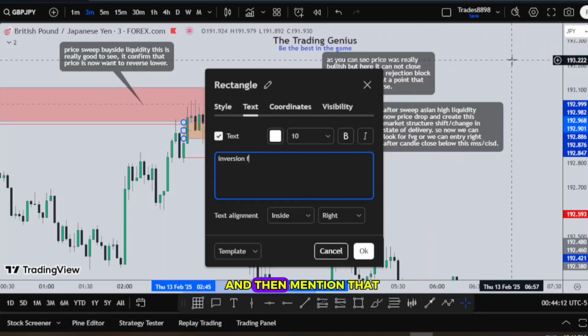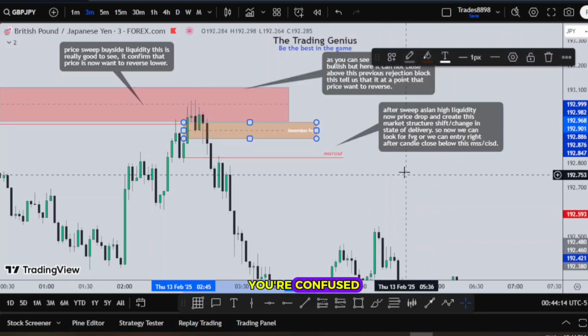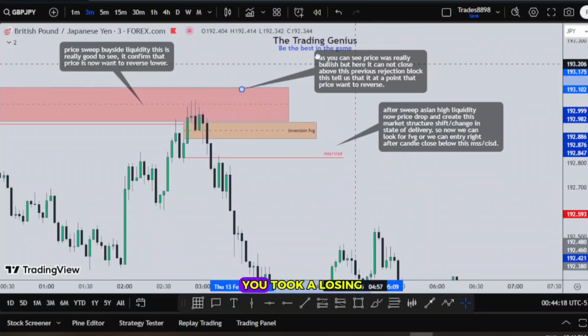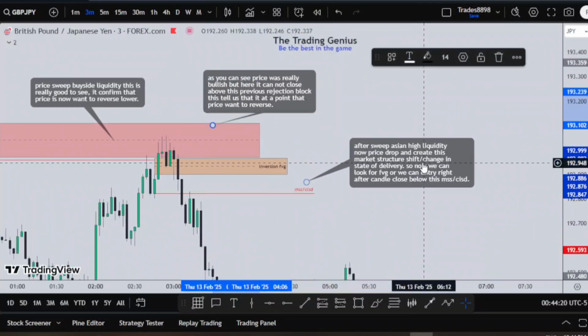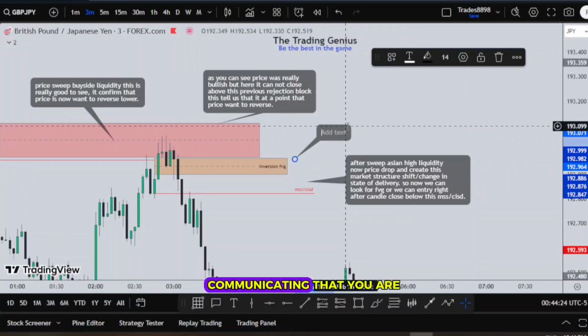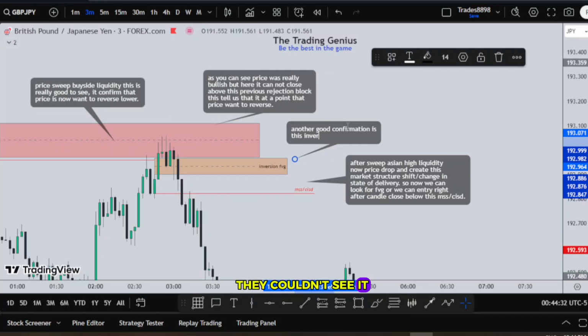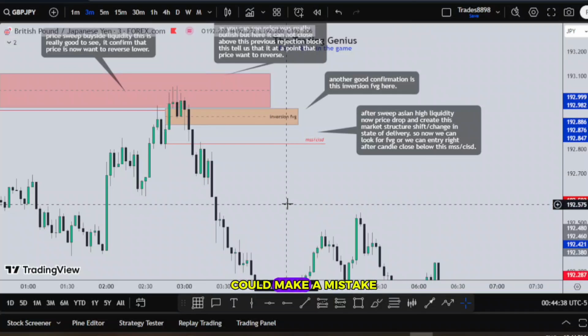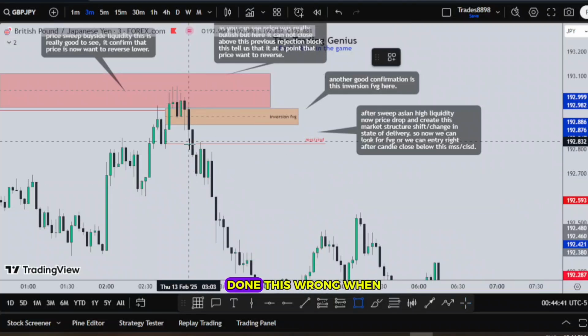And then mention that you're confused, mention that you're lost, mention that you just took a loss, you took a losing trade today. Everything in that is communicating that you are the fucking problem. Just like I had paid students that were the fucking problem. They couldn't see it. They were so blinded by their perception of themselves. There's no way they could make a mistake. There's no way they've done this wrong.